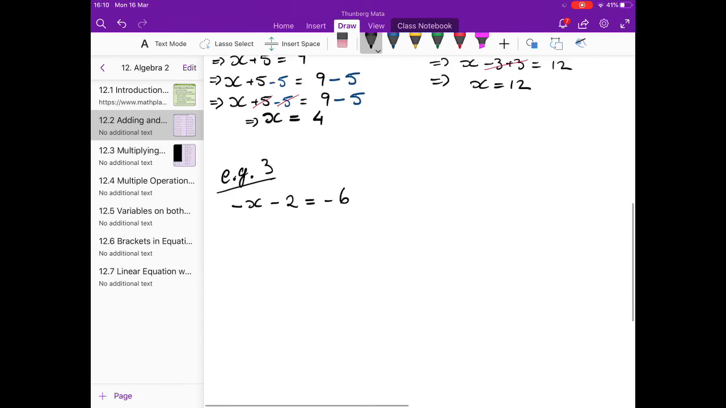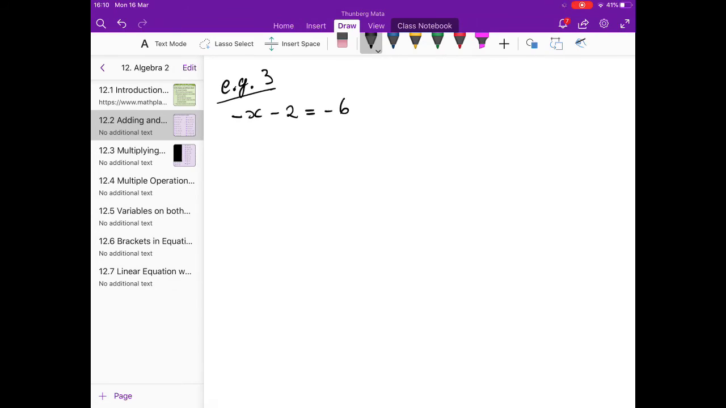Now for our third example, we have minus x minus 2 is equal to negative 6. So we can start again. Nothing changes massively just because they're negative numbers. We want to have the x on the left-hand side and all the numbers on the right.